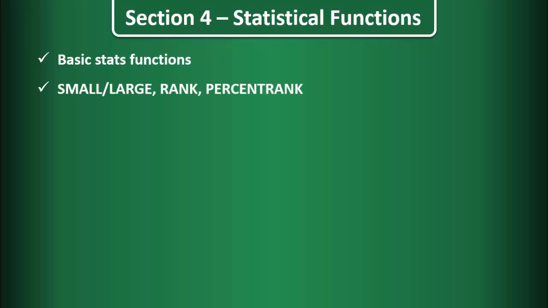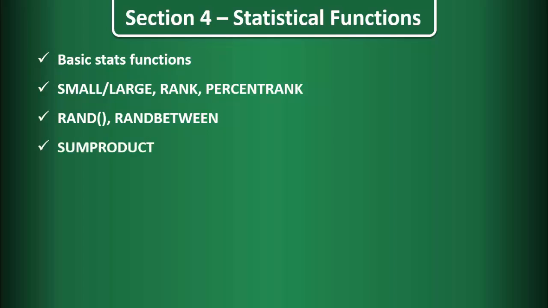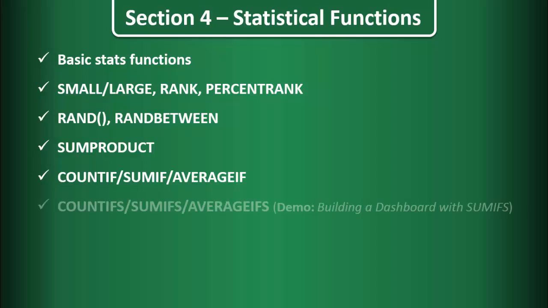Then we're going to go into some more interesting ones, the small and large functions, the rank and the percent rank functions. We'll talk about how to build random number generators with rand and rand between. I'll go into sum product, which is a pretty powerful calculation tool. Talk countif, sumif, and averageif, and then finish up with countifs, sumifs, and averageifs, which basically do the same thing except they allow for additional criteria.